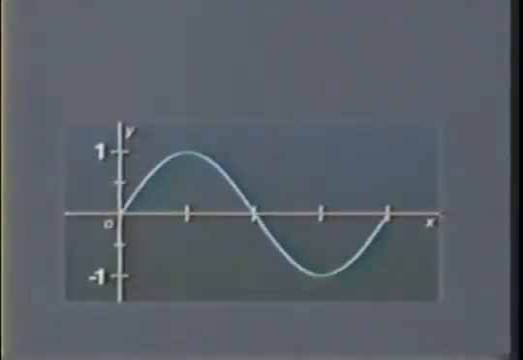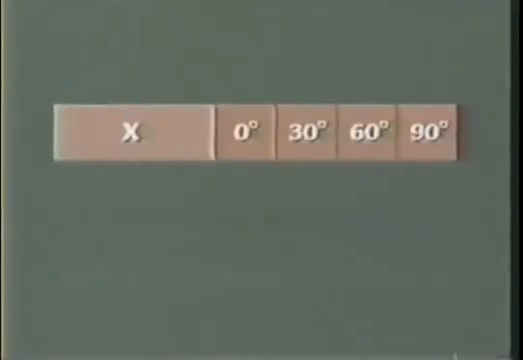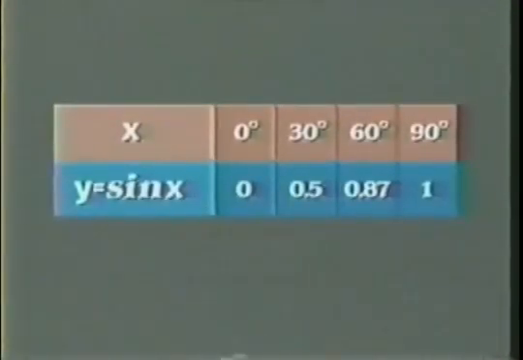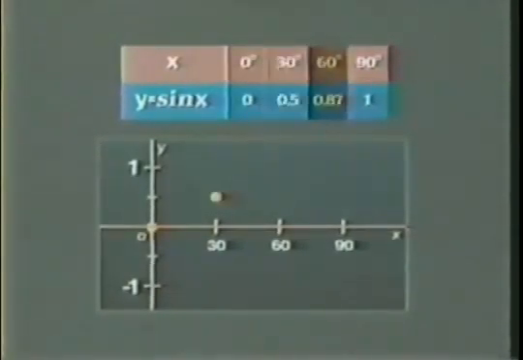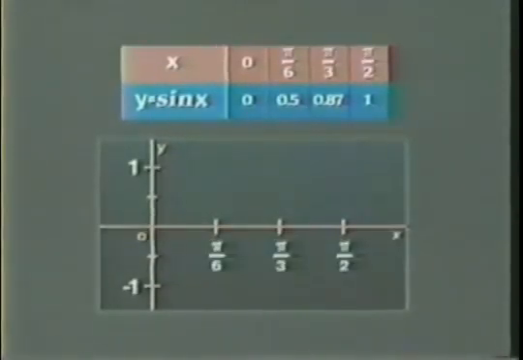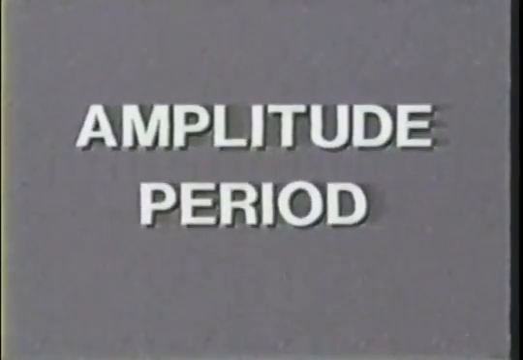In the last program, we graphed y equals sine x, using both degrees and radians. We used a table of angles and their sine values. Then we plotted the x and y values on a Cartesian plane with the angles on the x-axis and the sines of the angles on the y-axis, and produced the sine curve. Substituting the corresponding radian values on the x-axis, we produced exactly the same curve. These curves are called waveforms and have two fundamental properties, amplitude and period.